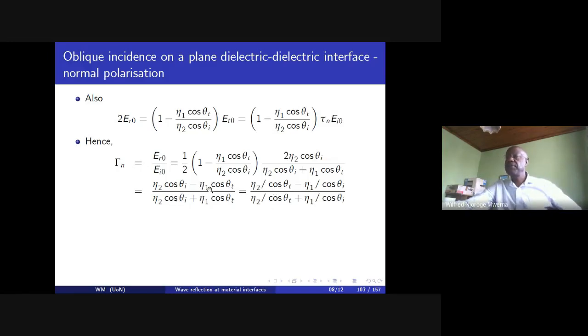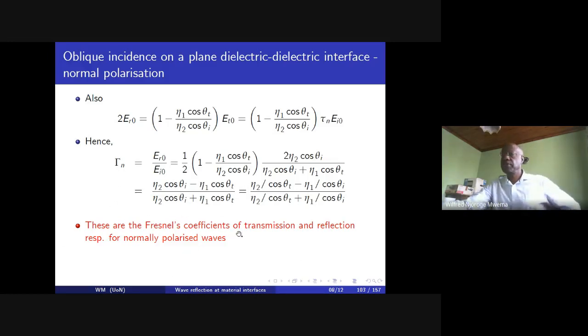This again we can divide through by the product cos theta i cos theta t and express it in that form, and we see that what we said for the transmission coefficient is the same here: this is an effective impedance for medium 2, and that is an effective impedance for medium 1. So these equations are usually referred to as Fresnel's equations, or coefficients of transmission and reflection, respectively, for normally polarized waves. And we note as before, if we add unity to gamma n, we shall get this value of tau n.